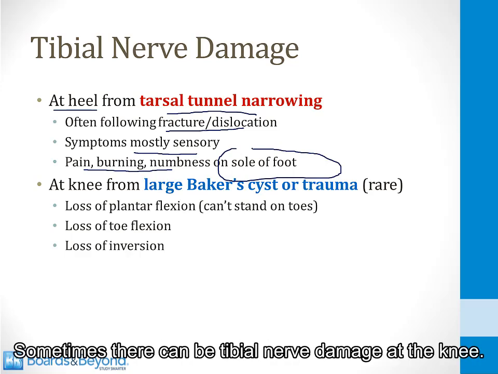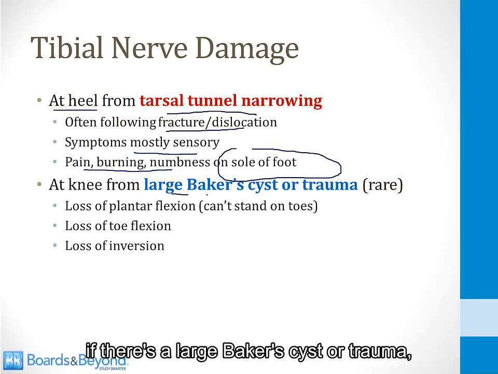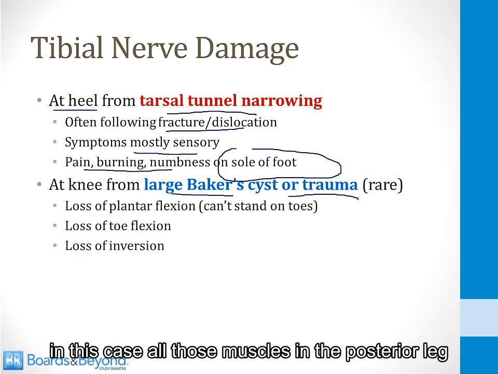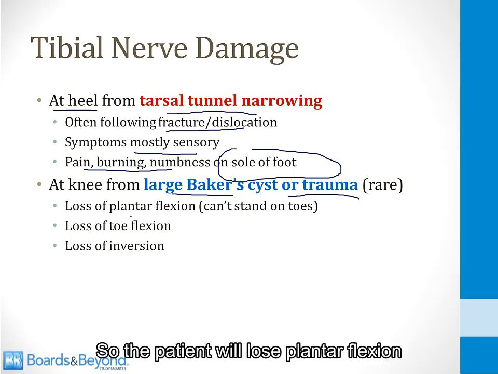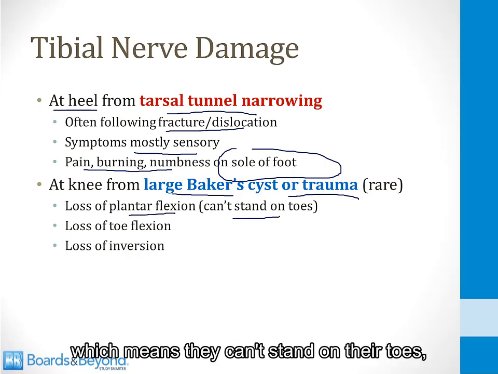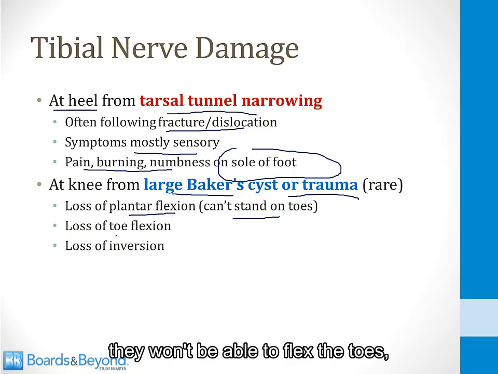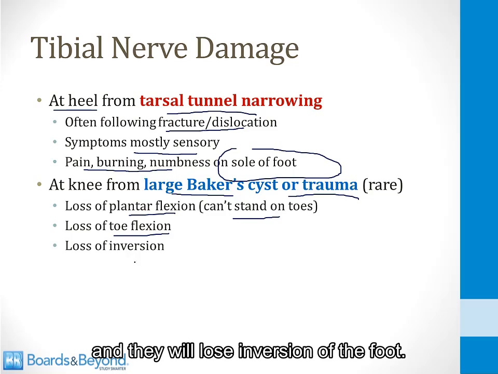Remember, the tibial nerve supplies the sole of the foot, and the common peroneal nerve supplies the dorsum of the foot. Sometimes there can be tibial nerve damage at the knee. This is rare, but it can happen if there's a large Baker's cyst or trauma. In this case, all those muscles in the posterior leg will be affected, so the patient will lose plantar flexion, which means they can't stand on their toes. They won't be able to flex the toes, which is to curl the toes, and they will lose inversion of the foot.